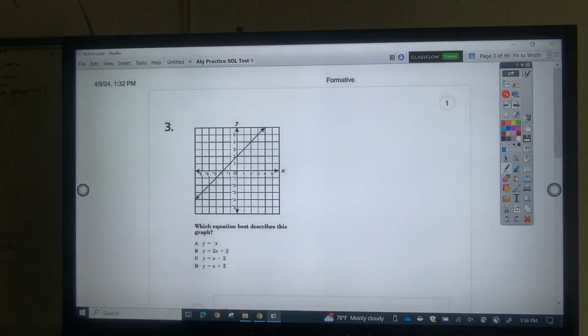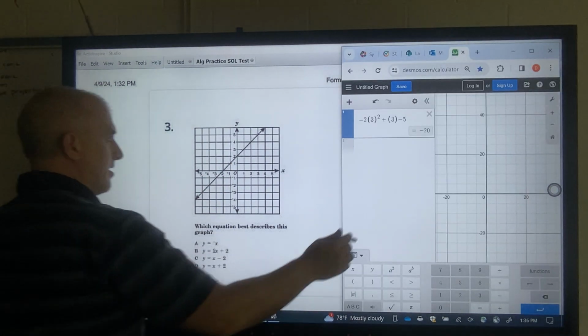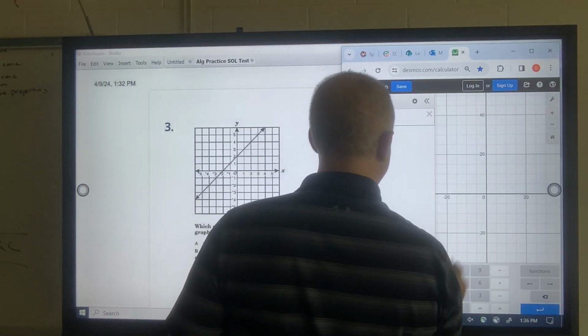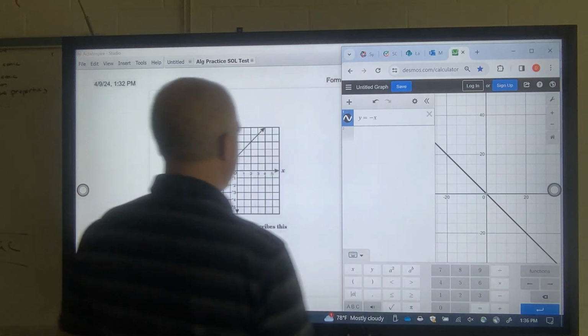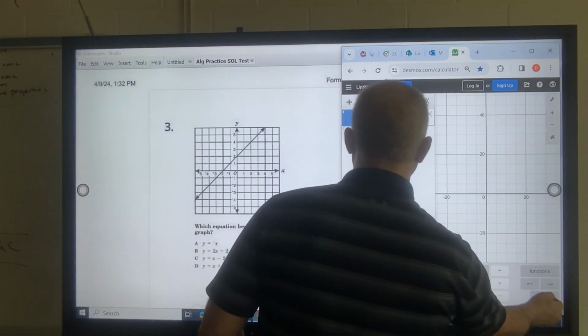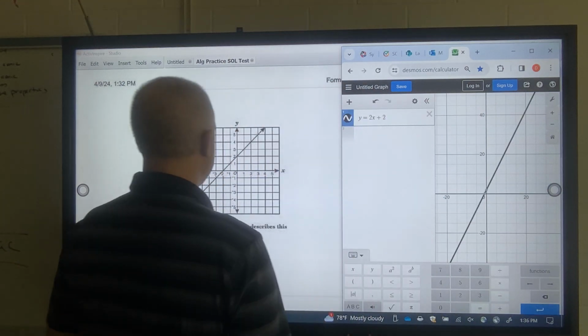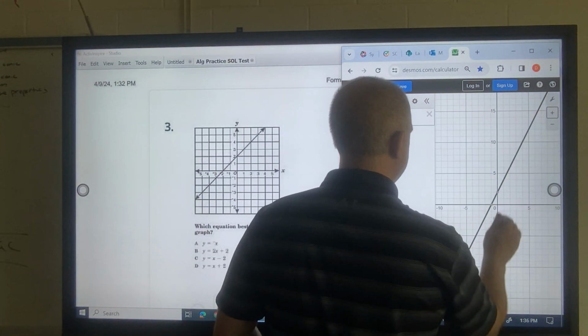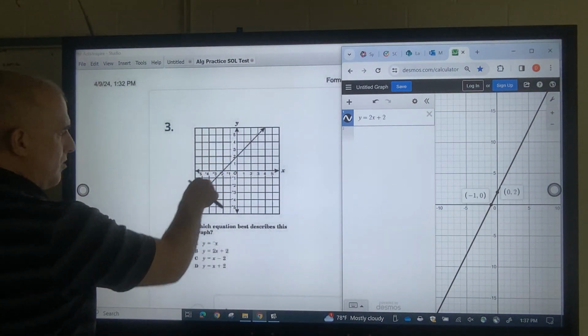All right, this is a graph match question. Match this to this. So what I want to do is put these in. Y equals -x. Well, obviously that doesn't look anything like it. Y equals x plus 2. 2x plus 2. Let's hit the home button. That crosses at -1 and 2. Well, that's not quite right.